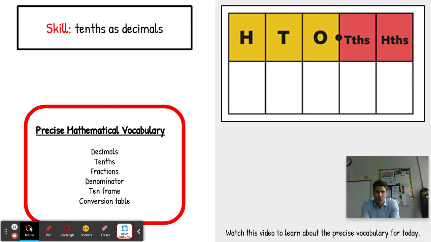We've got a 10 frame, which I'm going to use to demonstrate, and also a conversion table, which we're going to use to turn fractions into decimals. So I hope you enjoyed today's lesson and you learned a lot about decimals and how to turn tenths into decimals.